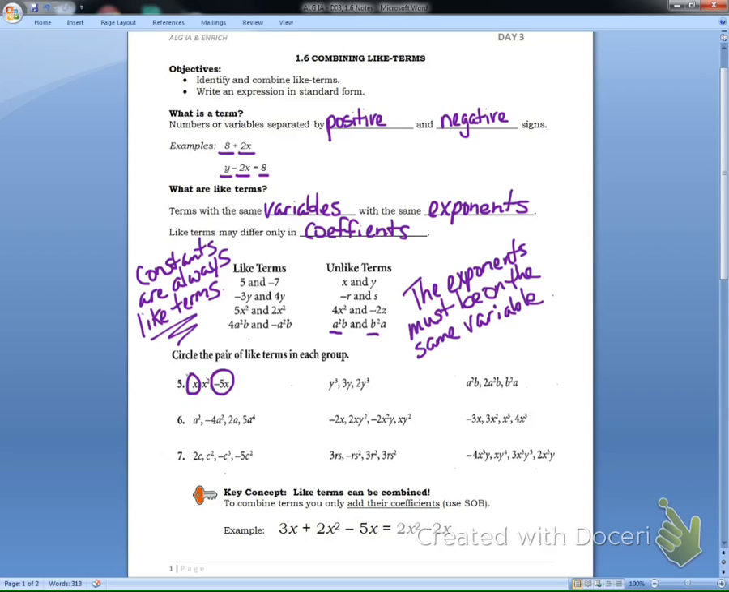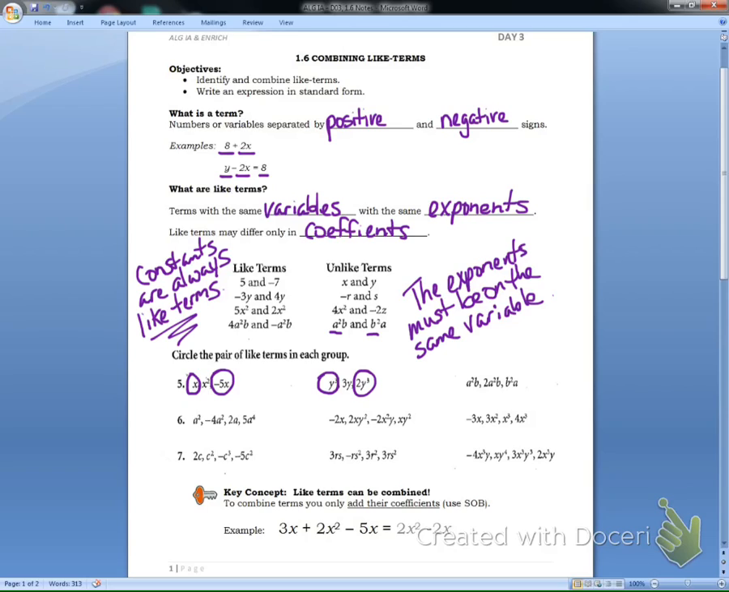Let's look at the next set. Y cubed, 3y, and 2y cubed. Your like terms are both the y cubed. Think of a term as having a first and last name, and for you to be in the same family or being alike, you have to have the same last name, the variable with the exponent. The coefficients can be different, the first names can be different.